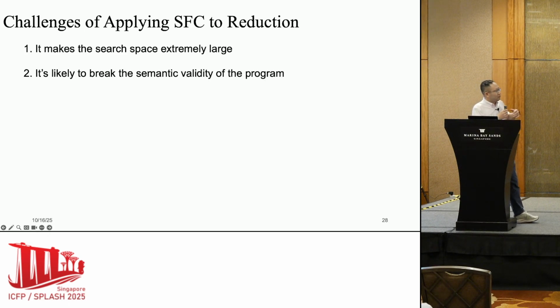But just like other transformations, as SFC is very flexible, applying it to reduction has two main challenges. First, it will significantly impact the search space and make the reduction too inefficient to be feasible. And secondly, a large portion of the variants generated by SFC can be semantically invalid. This will lose the property and make the reduction inefficient.